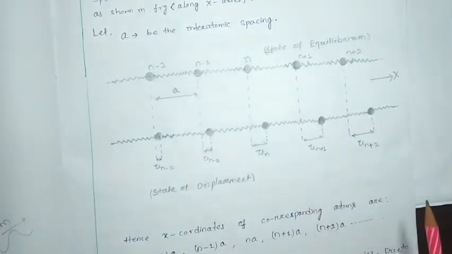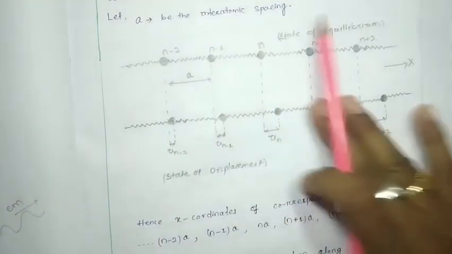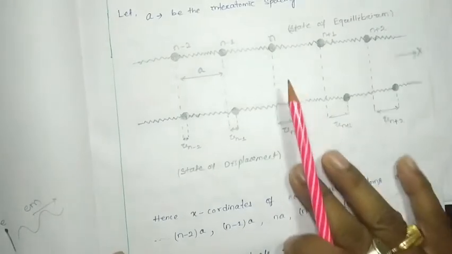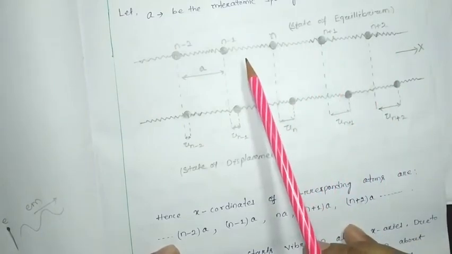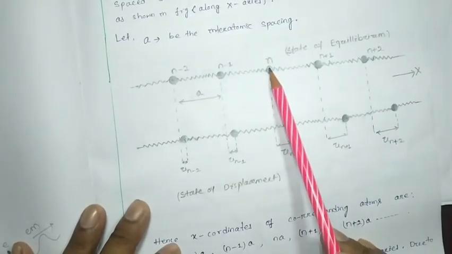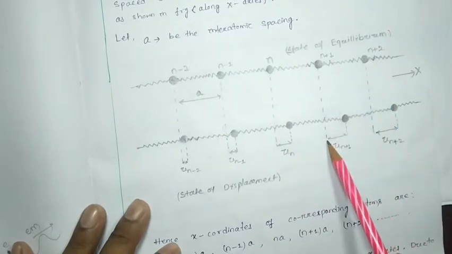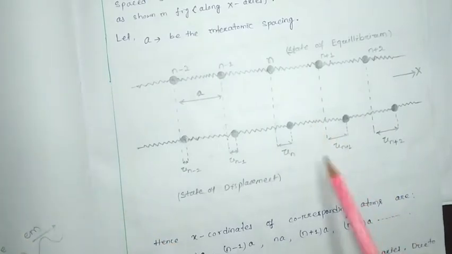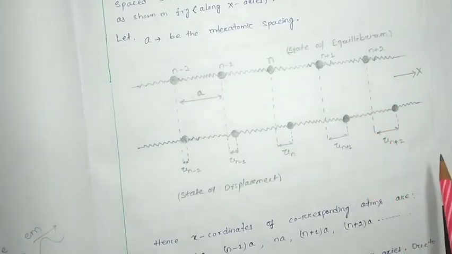So we can say that at a particular instant, these are the displacements of each atom at each site. If we consider the nth atom, the displacement is u_n. For the (n+1)th atom, the displacement is u_(n+1). Suppose at an instant, these are the displacements of the atoms situated at different lattice sites.